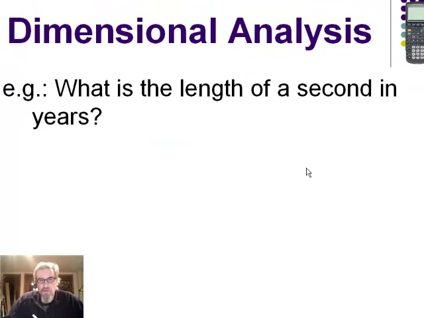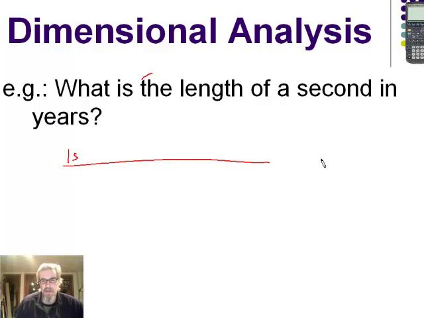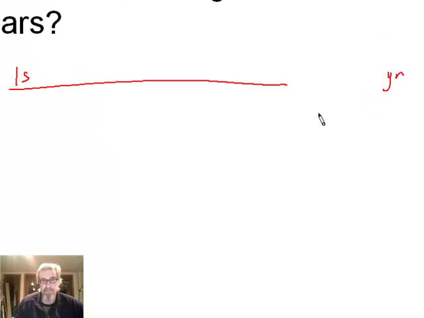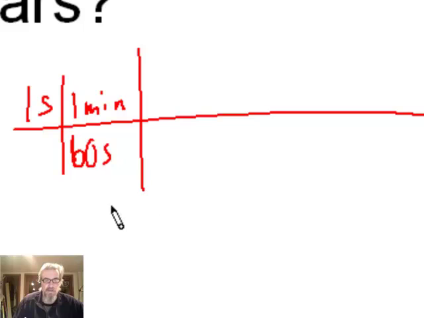I want to do one more example for you just to show you a potential error that can happen when you use your calculator to do dimensional analysis problems. This question is asking, what is the length of a second in years? Well, 1 second is our starting point, and years is our ending point. This is all about time, and we're pretty familiar with some time conversion factors. I can change seconds into minutes pretty easily because I know that there are 60 seconds in 1 minute. So multiplying by that factor gives me minutes.